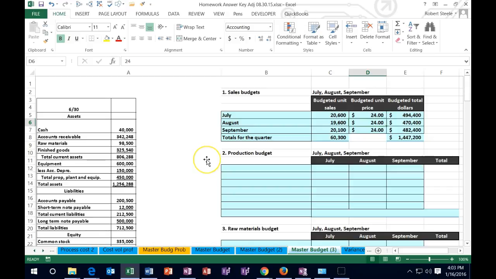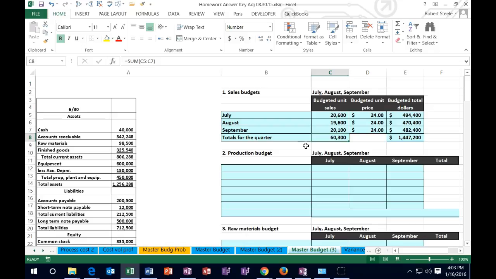Production budget. And you might be thinking, well, how many units are we going to produce? That's what the production budget is going to tell us. And you might be thinking, well, we already figured that out, right? We're gonna have 60,003 in sales. We're gonna have to produce that many throughout the quarter.